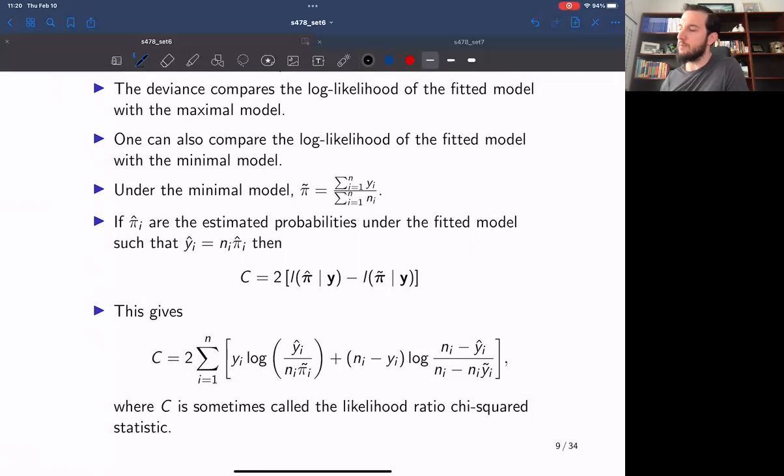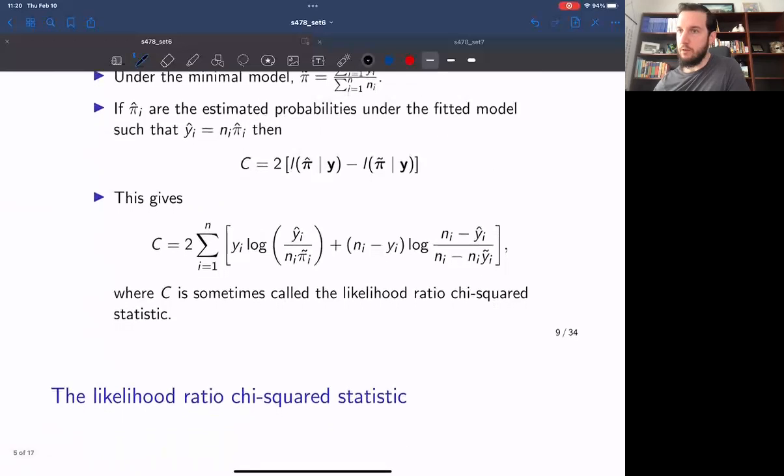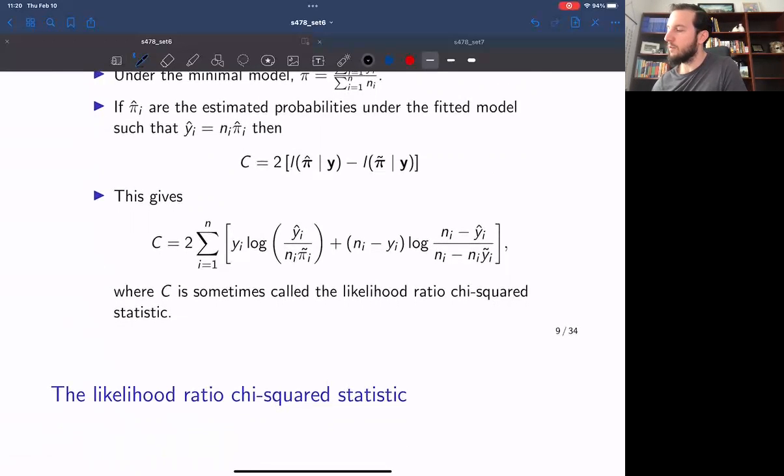So again, given that the parameter that maximizes the likelihood for the minimal model is pi hat, which is formally defined here, we're going to let capital C represent 2 times the difference in log likelihood values between the fitted model and the minimal model. In the case of the binomial, or the logistic regression model, we can show that C has the value given here. But we can easily compute this for other types of models as well, because we can easily find the log likelihood values using the R output.